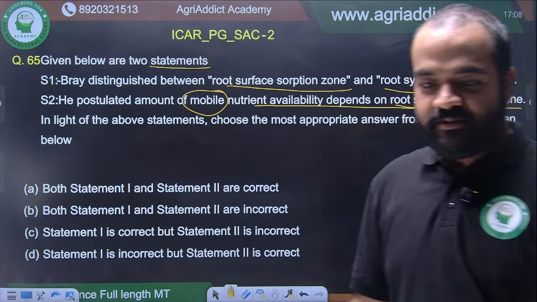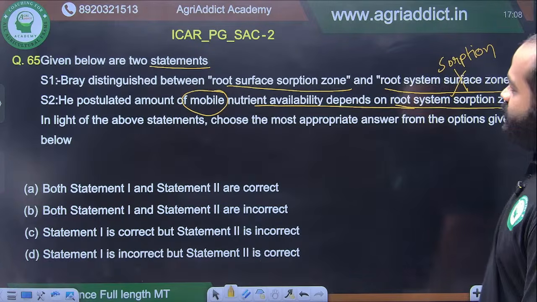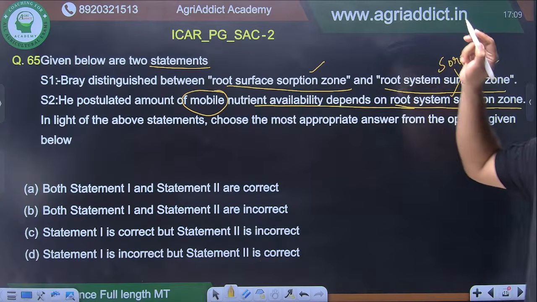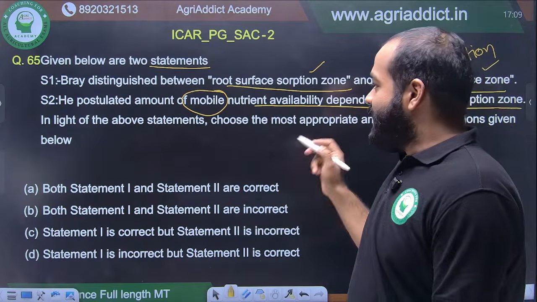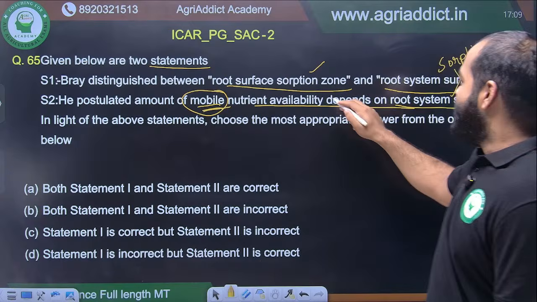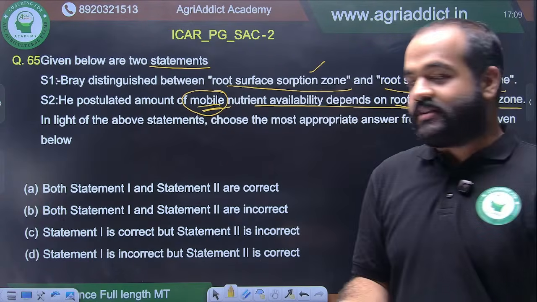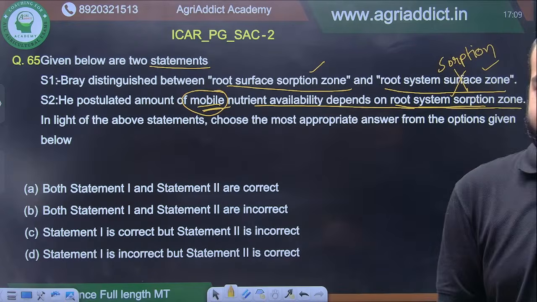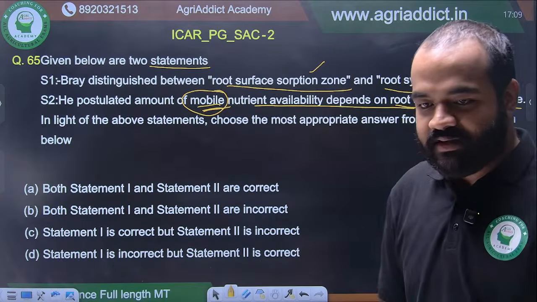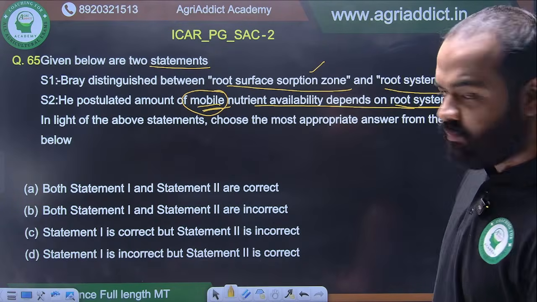I think the answer should have come by now. Why hasn't it come? What is the answer? Root surface sorption zone and root system sorption zone. Bray distinguished between these two, and he postulated that the amount of mobile nutrient availability depends on root system sorption zone and not the root surface sorption zone. So what is the answer? You are saying C? B. Both are incorrect.